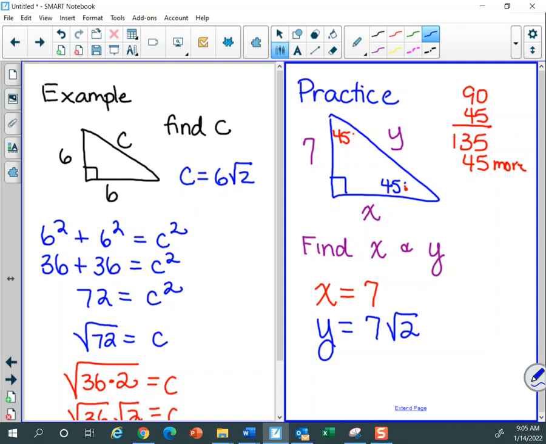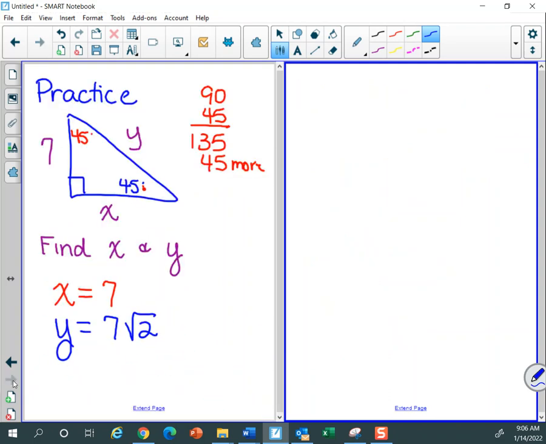This guy's stuff out of the way. We'll go back in. That's our 45, 45, 90 triangle. The other one's a little trickier, but still not too bad. Special triangle number 2.